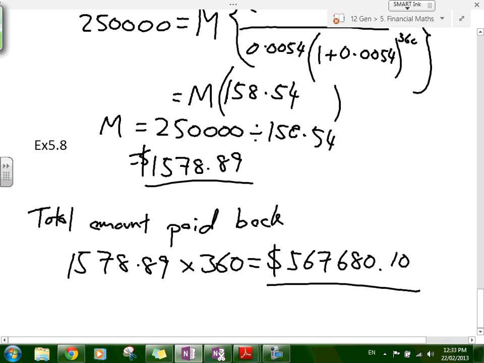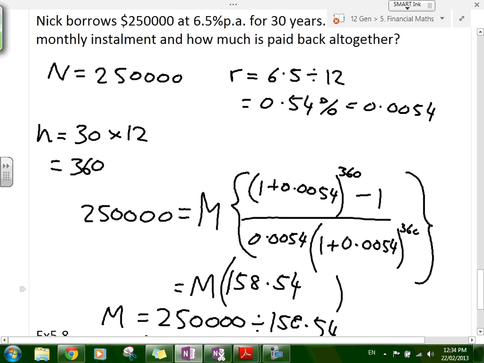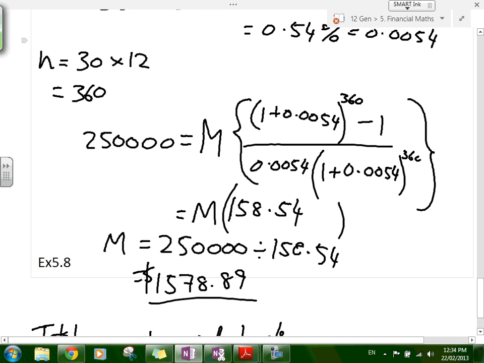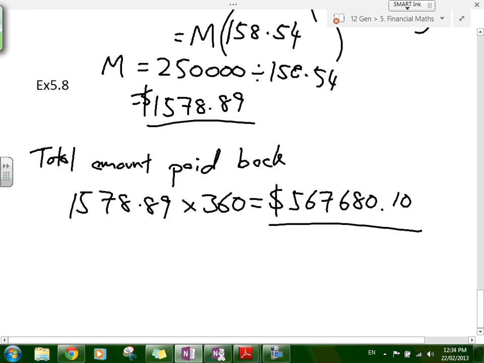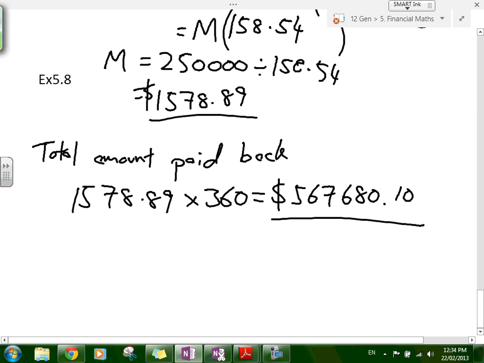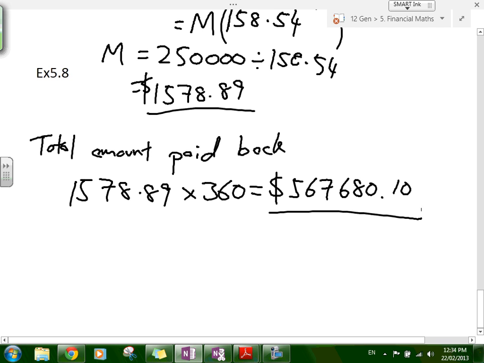So you get an idea that over the life of the loan, he's borrowed $250,000, but he pays back about $560,000, more than 200% of what he's borrowed. And this is only for how many years? This is for 30 years, a fairly standard life of a loan. If you borrow $800,000, it's going to be that much more. So it gives you an idea that loan repayments take a big hit in interest as you're paying it.